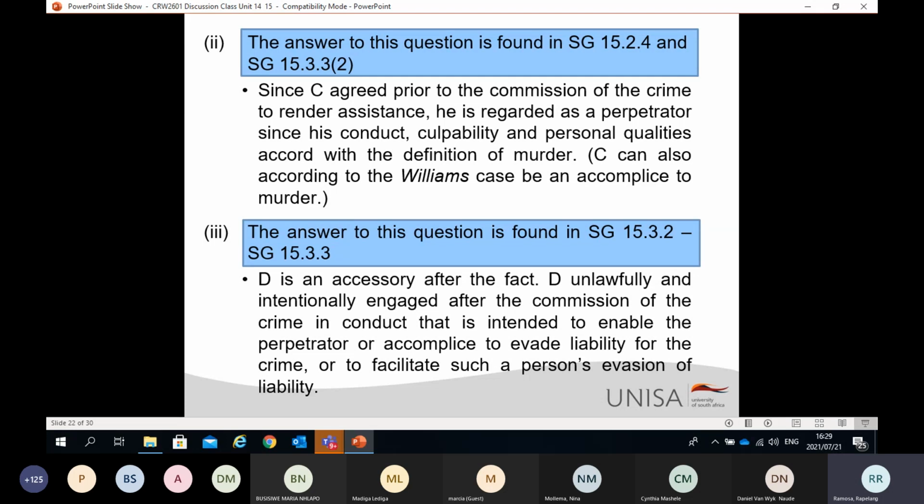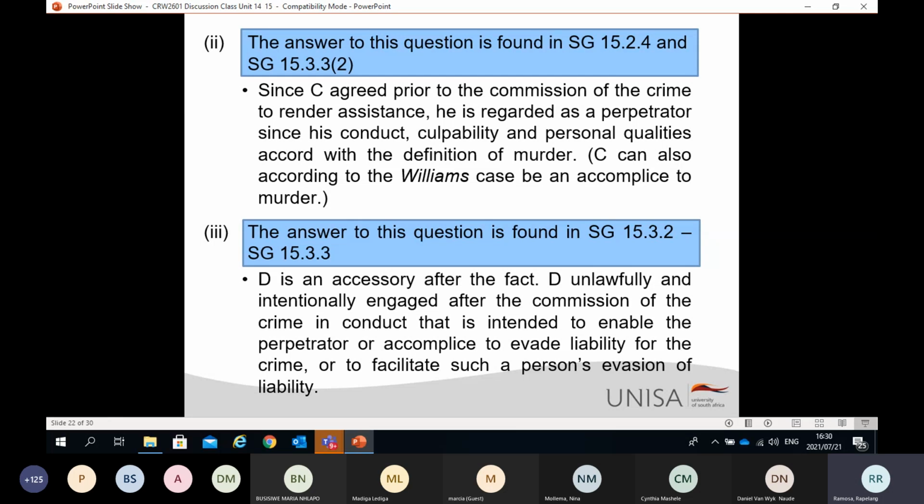And then the last question, dealing obviously with D, is that D came in, he did not have any agreement with A. He just came in to assist A to evade liability by disposing of the body. So D in that instance would be an accessory after the fact, and he complies with the requirements and the definition concerned, as you can see in that answer below.